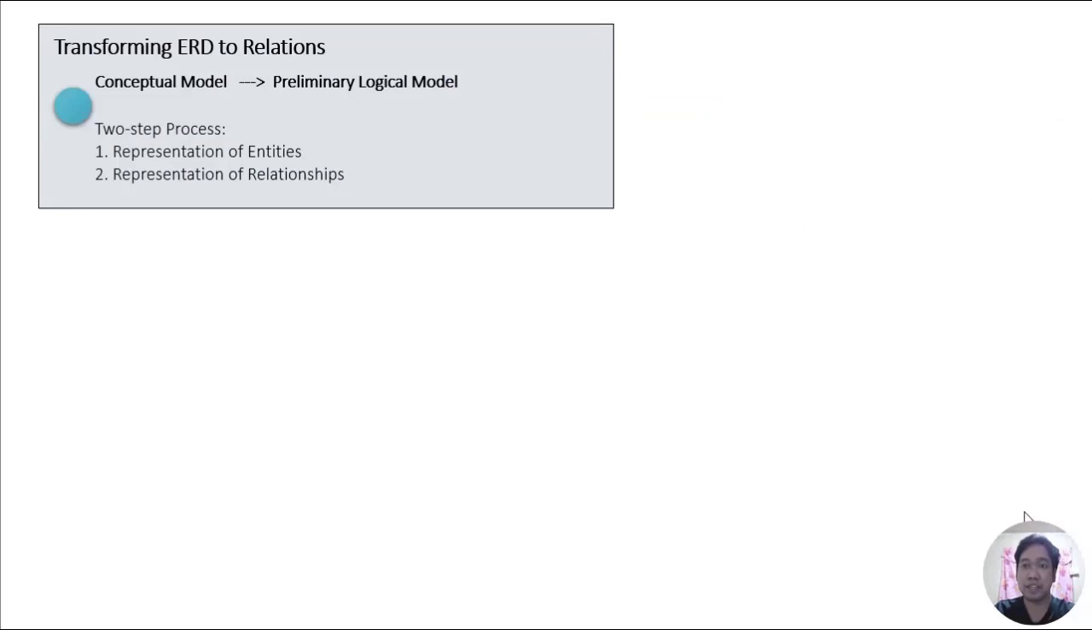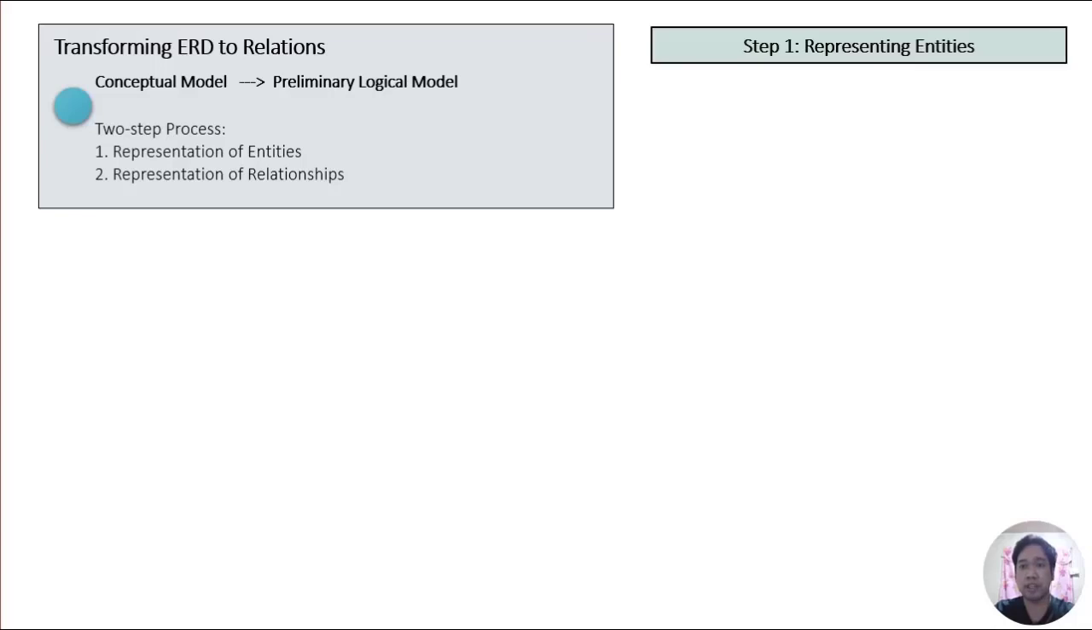Transforming entity relationship diagram to relation. There are two steps in transforming a conceptual data model to its equivalent preliminary logical model. First, representing the entities, and second, representing relationships. Step 1. Representing entities is the easiest step in the logical design phase.